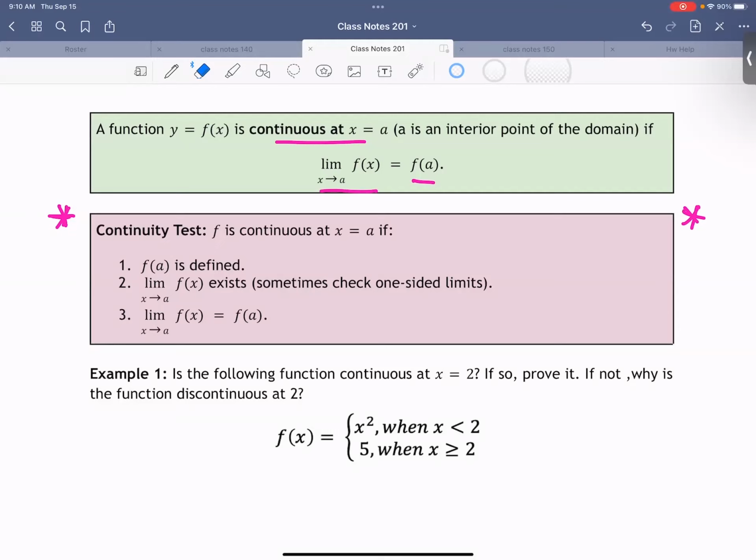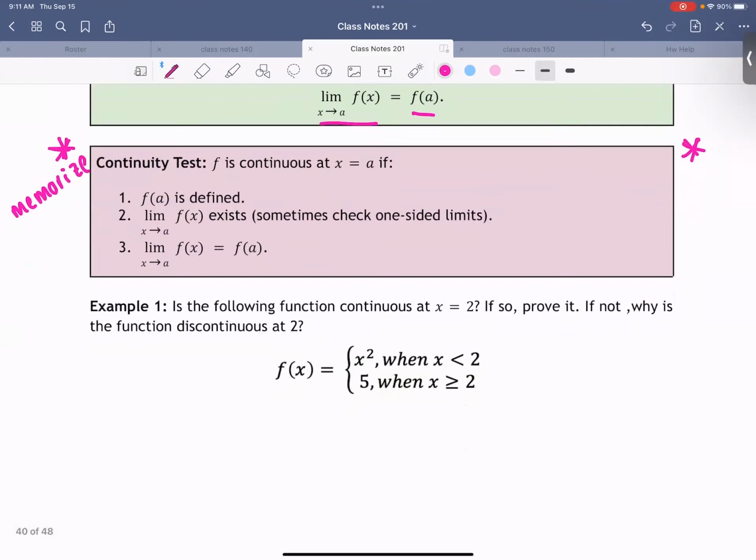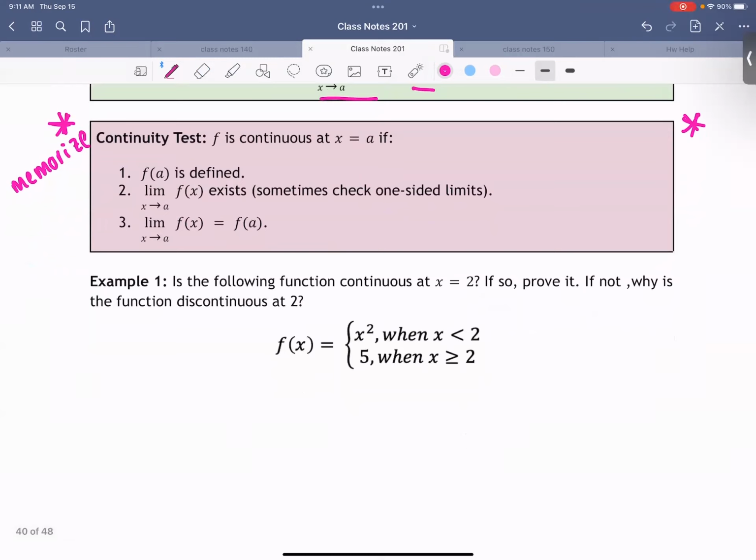The last thing is we need the limit of our function to actually equal the function value. So we need those two values from number 1 and number 2 to match. This is something that I probably want you to memorize, because you're going to need to go through these 3 steps to show me if something's continuous on a test or quiz. Let's put this into practice.